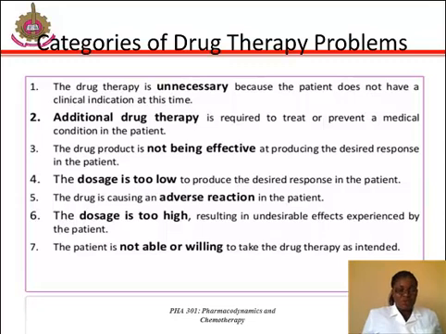Dosage too low. The dosage is too low to produce the desired response in the patient. Also, adverse reactions. When the drug is causing an adverse reaction in the patient, it can be dosage too high, resulting in undesirable effects experienced by the patient, and it can be not able to or willing to take the drug therapy as intended. The identification of drug therapy problems is the focus of the assessment and represents the key decisions made in that step of the patient care process.